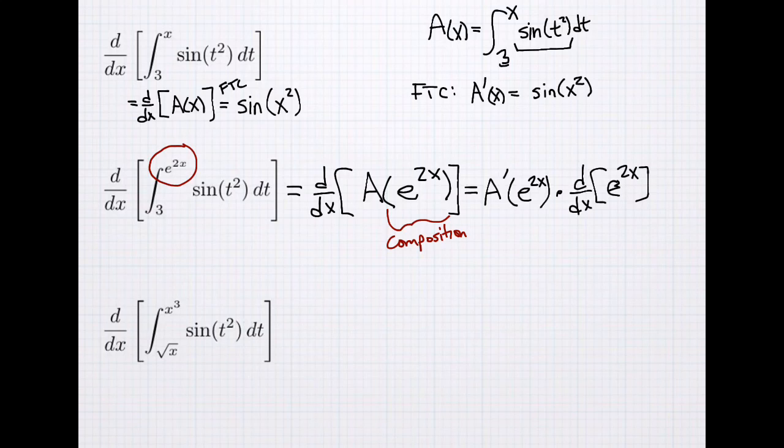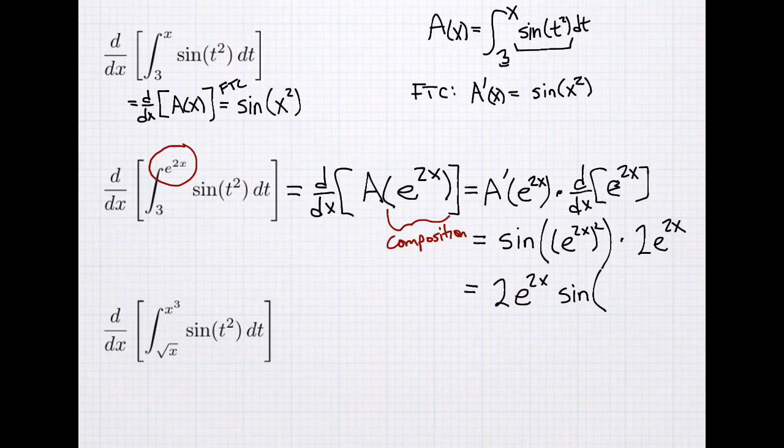Okay, well, what is the a prime function? The a prime function is the sine of the input squared, sine of e to the 2x squared. And the derivative of the input is 2e to the 2x. So our final formula for the derivative is 2e to the 2x times the sine of e to the 2x squared, which is e to the 4x. And this is the derivative of our second function.